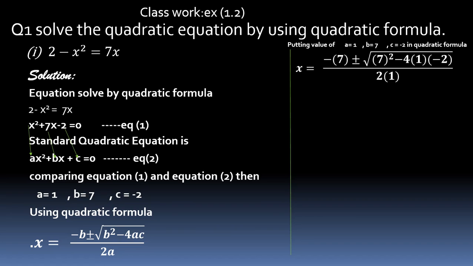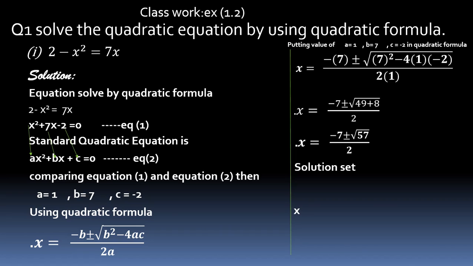4 times 1 is 4, and 4 times 2 is 8. The sign changes to plus, so we get minus 7 plus or minus the square root of 49 plus 8, all upon 2. 49 plus 8 is equal to 57.